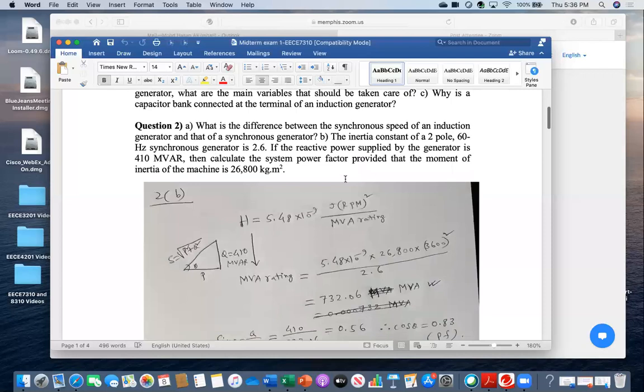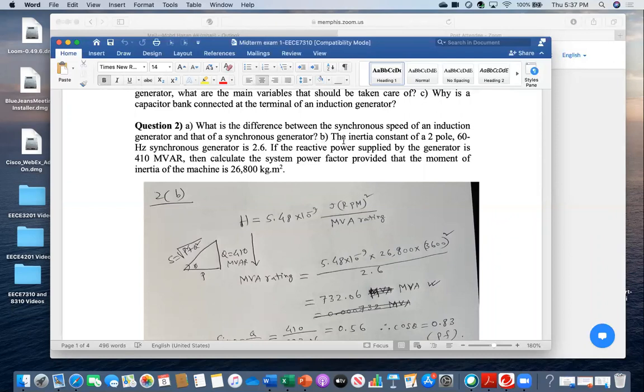Question number two: what is the difference between the synchronous speed of an induction generator and that of a synchronous generator? Both machines have a synchronous speed, so what is the difference? For an induction generator, the synchronous speed is not the rotor speed or the shaft speed. On the other hand, for a synchronous generator, synchronous speed is actually the rotor speed. That is the difference.